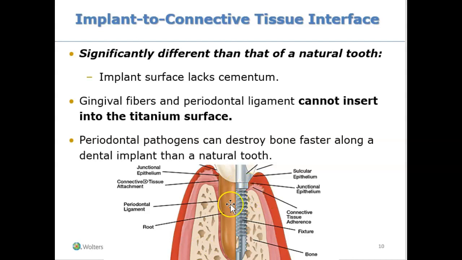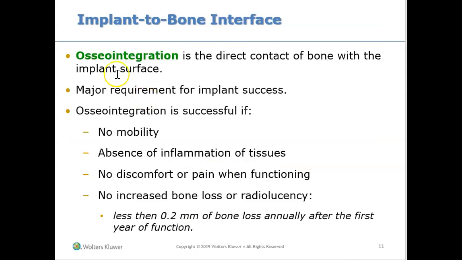And of course, when the bone and the implant fuse together, that is known as osteointegration. For successful osteointegration, we want to make sure that the tooth is not mobile, there are no loose teeth where the implant is, there's no inflammation, there's no pain, and there's no additional bone loss. We can have 0.2 millimeter of bone loss after the first year of implantation, but after that we should not see any more bone loss. So these are all the requirements for a successful osseointegration of implants.